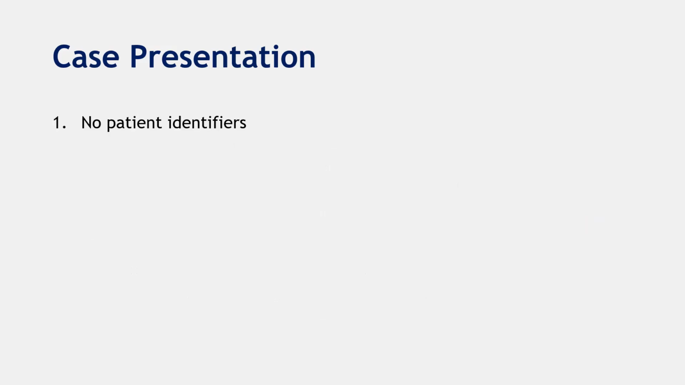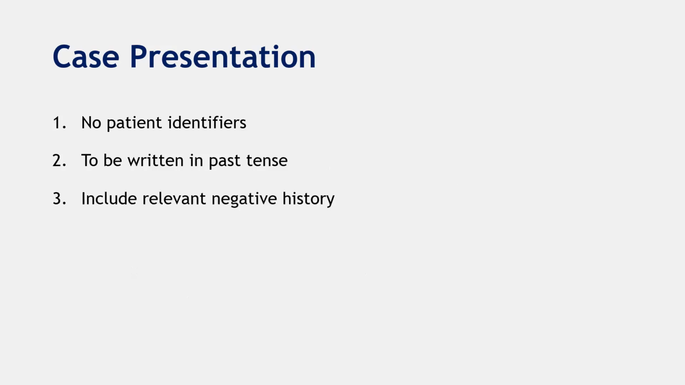So to summarize, in a case presentation, there should be no patient identifiers. It should be written in past tense, and we can include relevant negative history. The most important differential diagnosis here is juvenile glaucoma because it's bilateral. So in this case, we can specifically mention there was no family history of glaucoma, but we don't have to mention that there is no history of pain, watering, redness, or photophobia. It's not like we are writing an exam here.